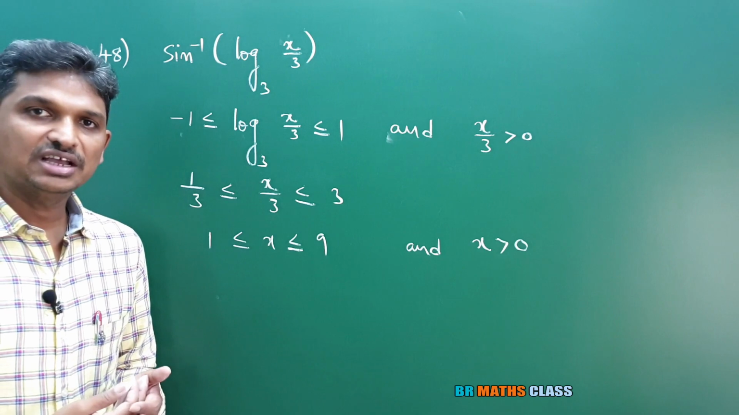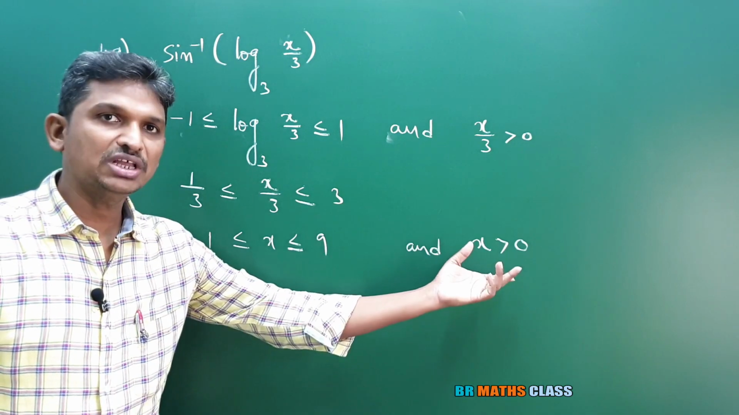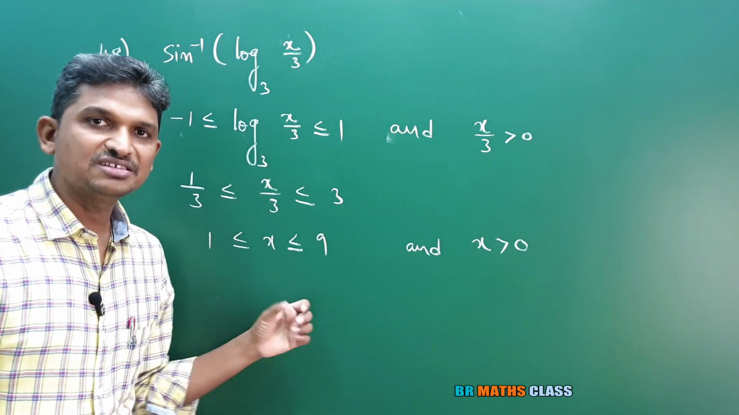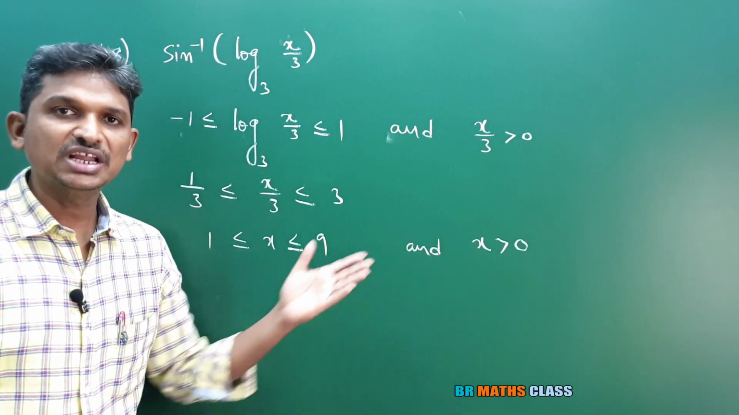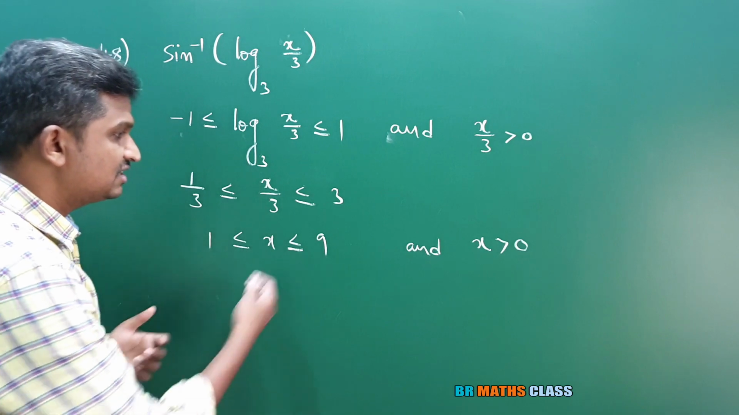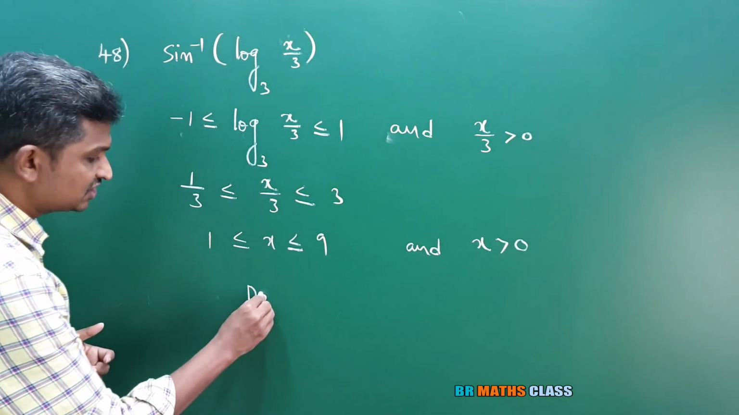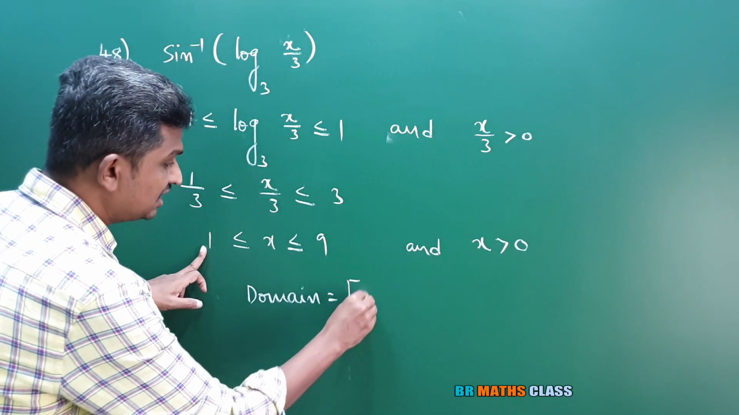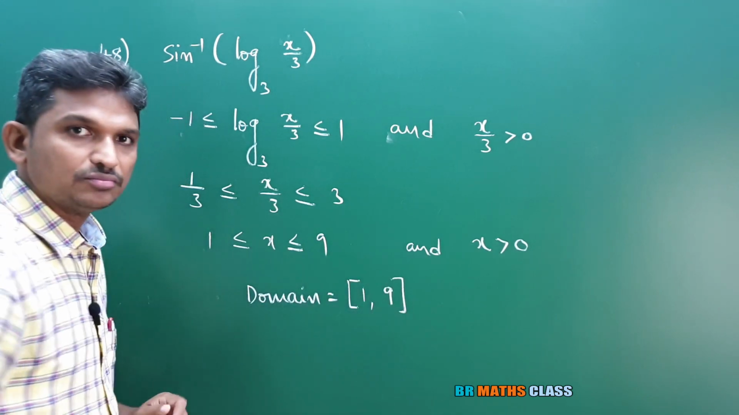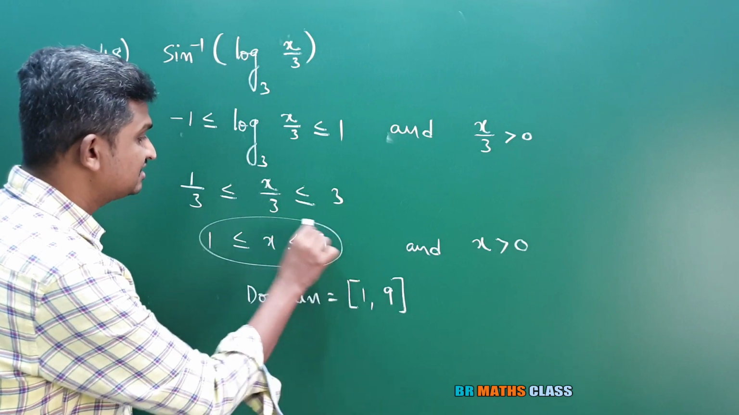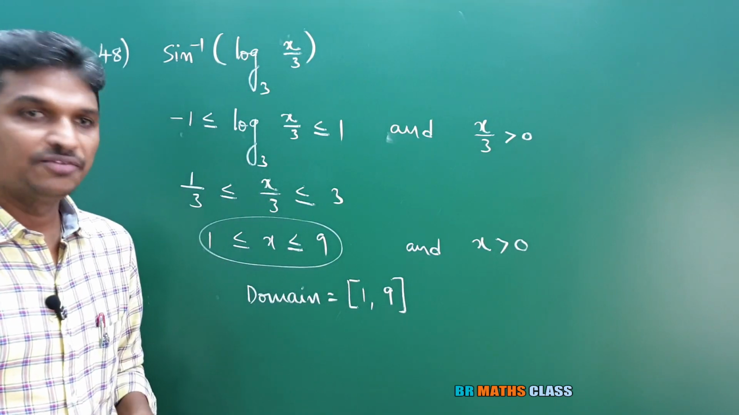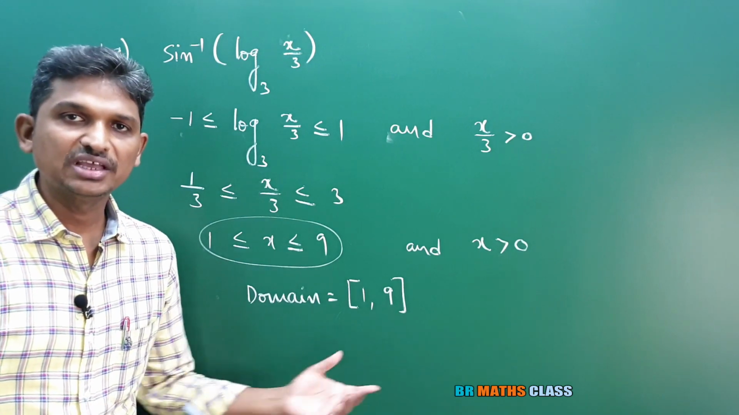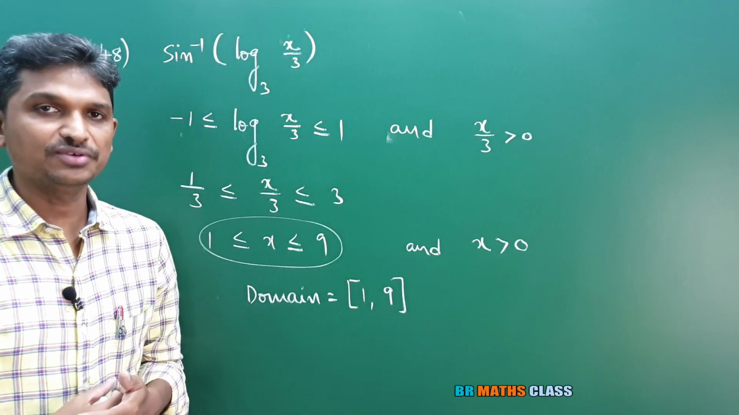So I need the x values which satisfy both the conditions. Closed interval 1 to 9 is a subset of this. As this is a subset of this, when I do their intersection, I will get the smaller set. So what is the intersection of these two sets? The intersection of these two sets is the domain, and the domain is closed interval 1 comma 9. Or else simply you can say this is the domain of this function. Whenever I take x values in this interval, this function is defined. That's why this is known as the domain of this function.